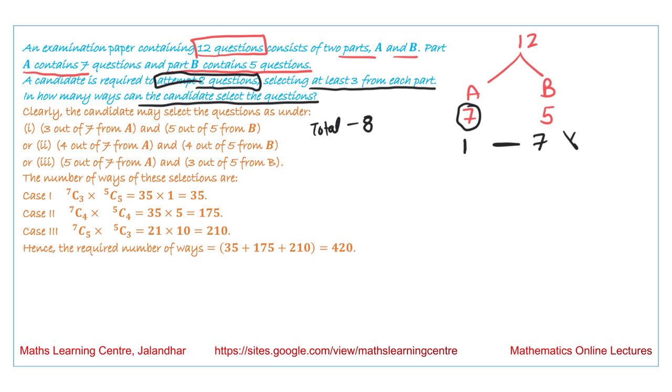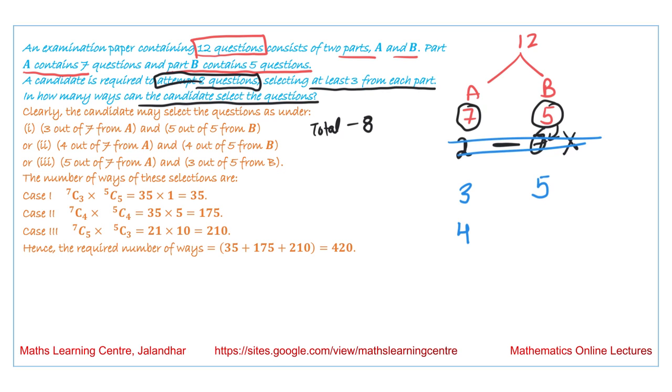7 questions. This is not possible because from B there are a maximum of 5 questions. Similarly, if he has selected 2 from part A, he has to select 6, this is also not possible. So at least he has to select 3 questions from part A, and then 5 questions from part B. Next case is he has to select 4 questions from part A, these two cases are not possible.